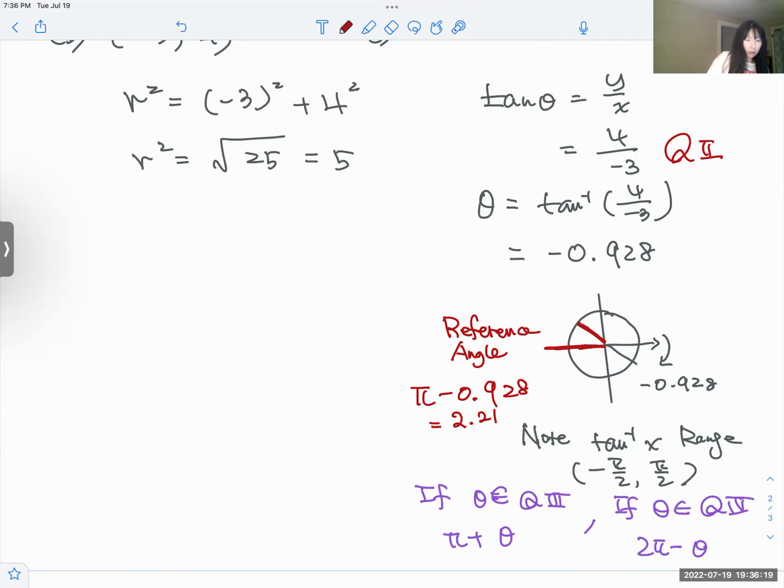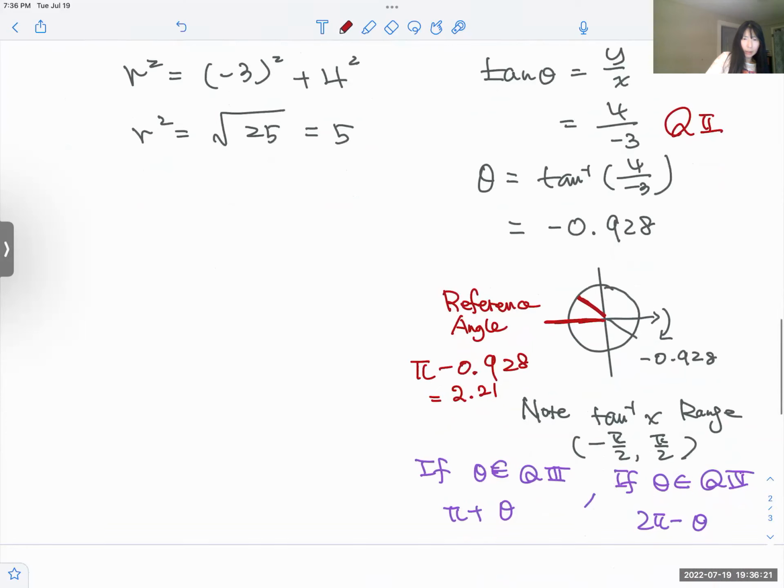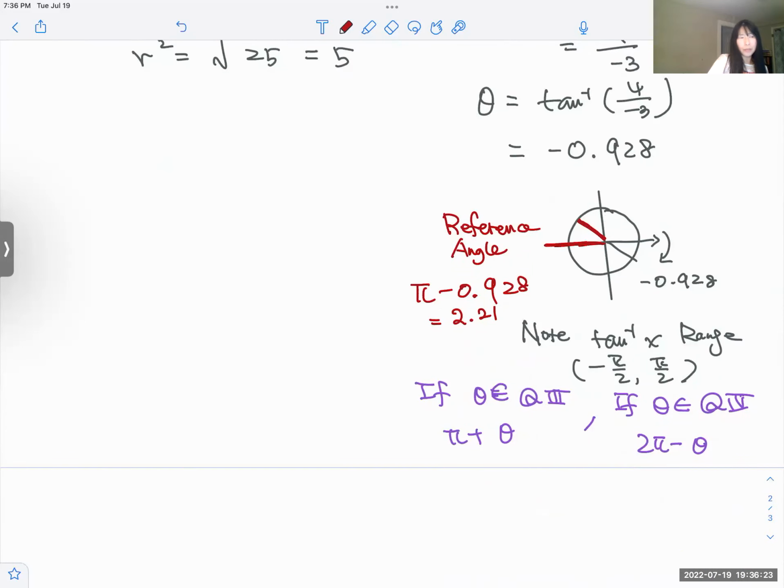All right. So the second one we did, okay, what about the reverse? We do converting polar to rectangular coordinates. So what's the number?